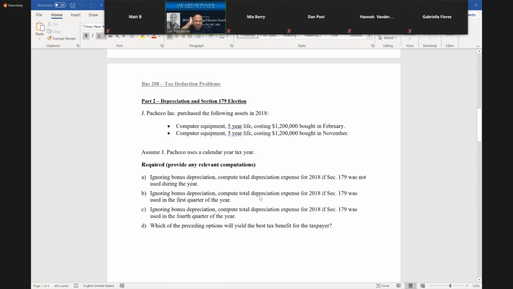All right, let's walk through the facts. J. Pacheco purchased the following assets in 2018. They're both 5-year assets, one in February, one in November. November is the 4th quarter, so more than 40%, in fact 50%, of the assets are placed in the last quarter. I said 50% for a reason, because it is 50%, which is more than 40%. Which convention are we going to use?